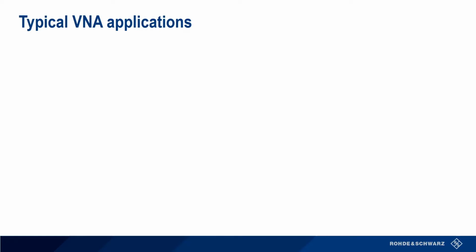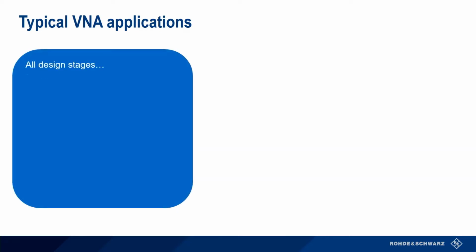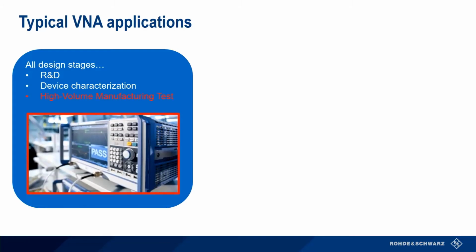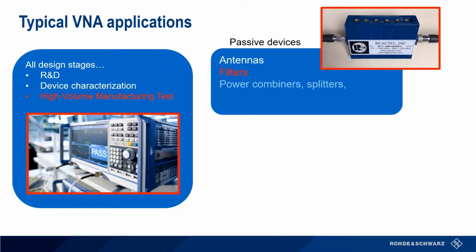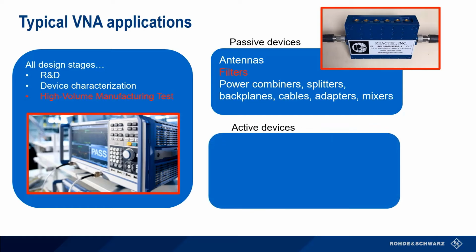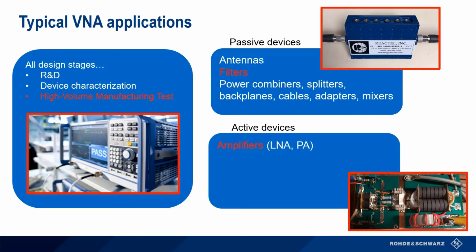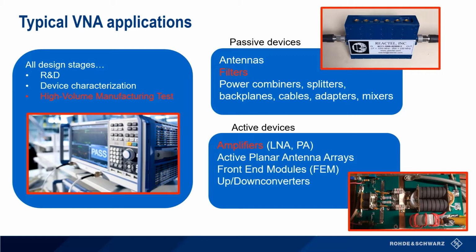Typical VNA applications cover all design stages, from research and development to device characterization to high-volume manufacturing test. Some common passive devices include antennas, filters, power combiners, signal splitters, interconnect backplanes, coaxial cables, connectors and adapters, and mixers. Common active devices include amplifiers, both low-noise amplifiers and power amplifiers, as well as active planar antenna arrays, front-end modules, up-down converters, as well as higher-level RF subassemblies.